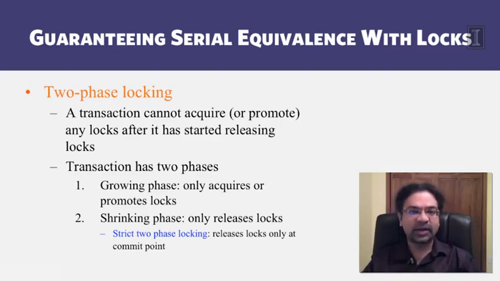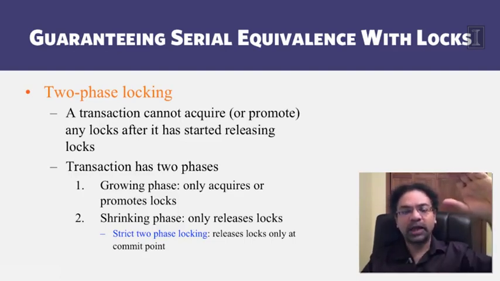Essentially, it says that the transaction has two phases: the growing phase, where it only acquires or promotes locks, and then a shrinking phase where it starts releasing locks. And once it starts releasing locks, it cannot acquire or promote any more locks. Okay, so that's two-phase locking. You have a growing phase where you acquire or promote locks, and then once you're done with that, you have a shrinking phase where you release locks.